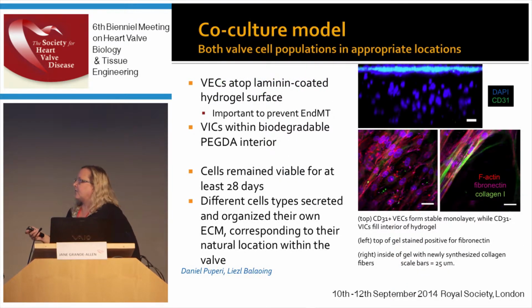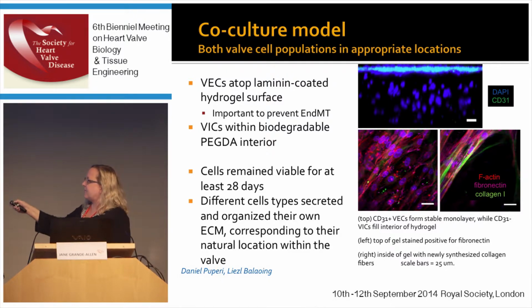So where we have valvular interstitial cells in the interior and valvular endothelial cells on the surface. And so this is, again, our laminin-coated peptide fragment attached to the surface. And this laminin coating was really important to prevent endothelial to mesenchyme transformation, which we actually try to avoid. I know it's really interesting, but we didn't want it right here. So we get it unless we coat the surface with laminin.